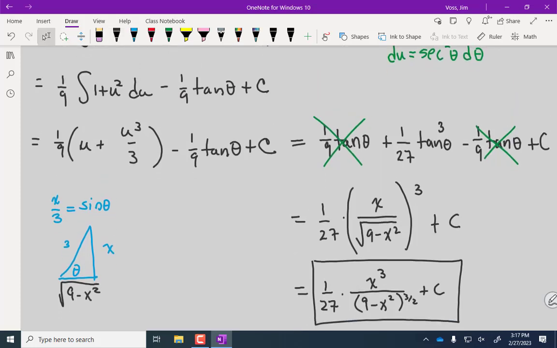In the homework problems, I'm pretty sure there was one like tangent to the fourth, and I didn't know where to go from there. Tangent to the 4, so you have tangent to an even power. You're going to do tan squared, and then do sec squared minus 1 times sec squared minus 1. Yeah, that's going to be some work.